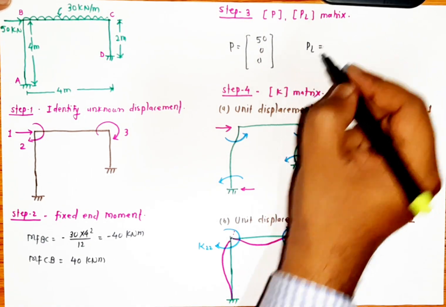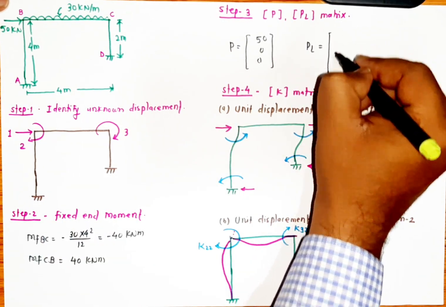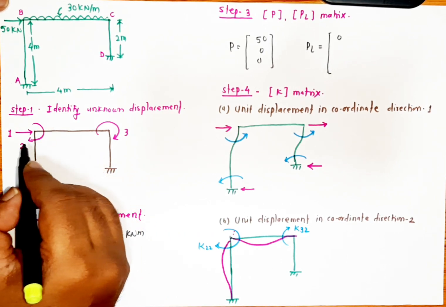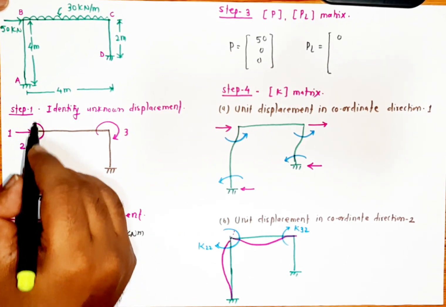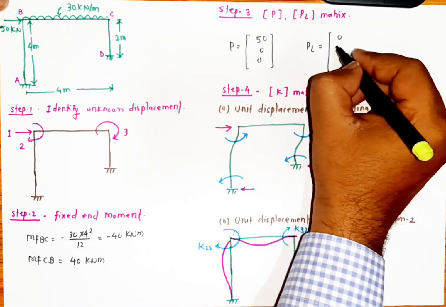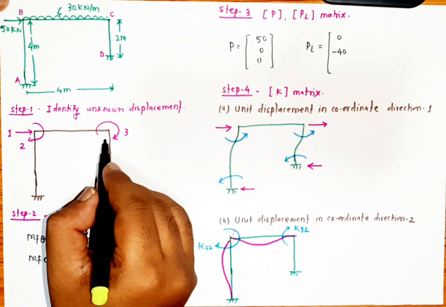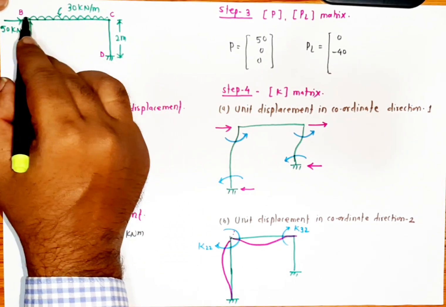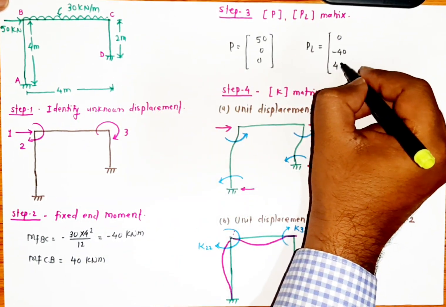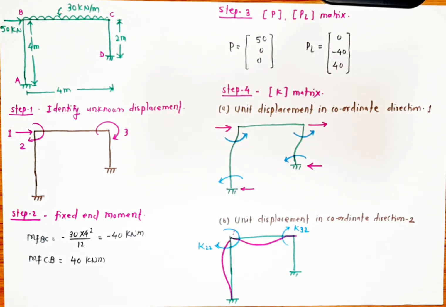For this PL matrix, along coordinate direction 1 there is no fixed end moment, so that will be 0. Along coordinate direction 2, yes, there is a fixed end moment, that is MBA and MBC, but BA is not there, therefore BC itself, that is nothing but minus 40. For coordinate direction 3, it will be the addition of MCB plus MCD, but MCD is not there, that's why it will be only MCB.